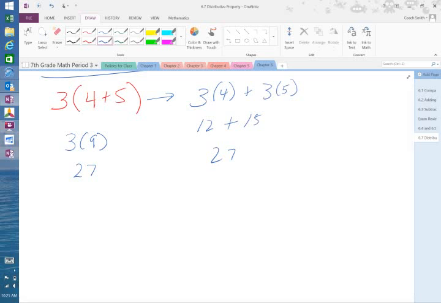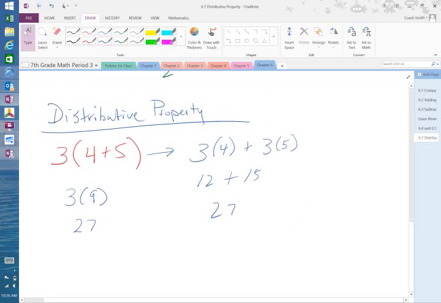Now, the reason we have to understand the distributive property is for several different reasons. Okay? It is probably the basis for almost everything you're going to do in math from now till the time you graduate high school and even into college. Okay? We have to understand what we're doing. And what we're doing is this.